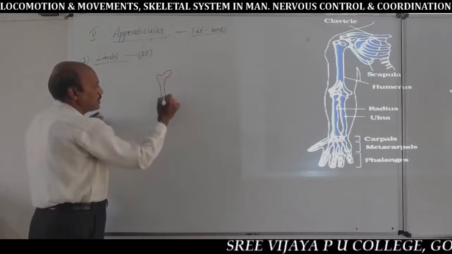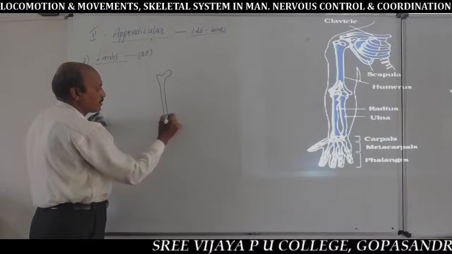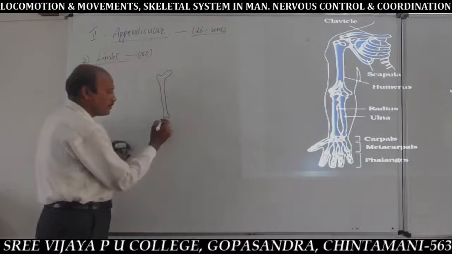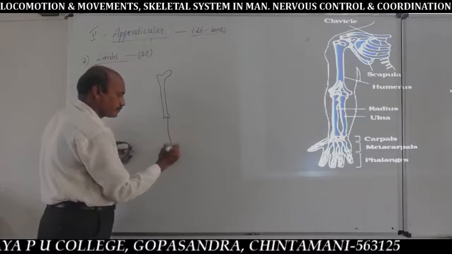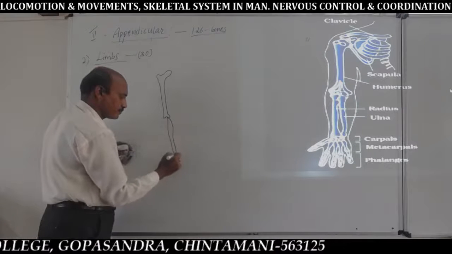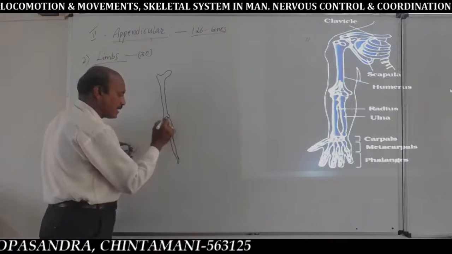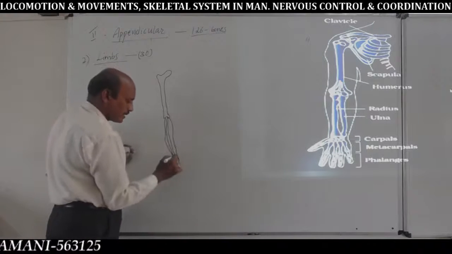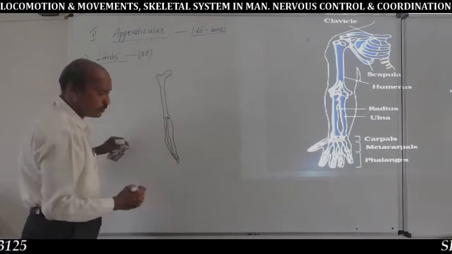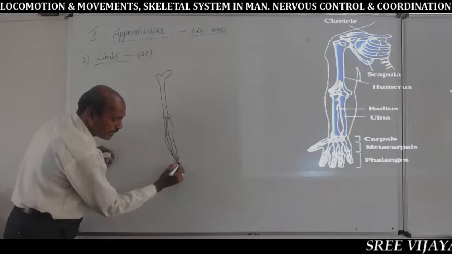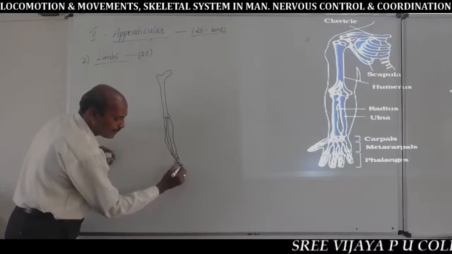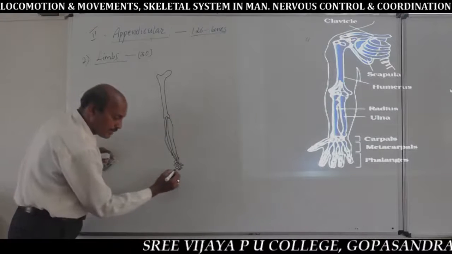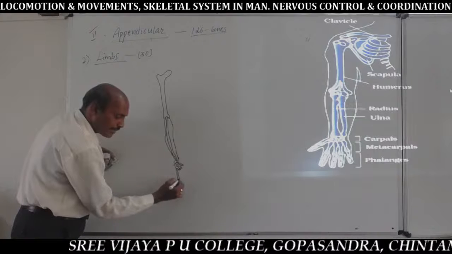Humerus bone. Below the humerus bone are the radius and ulna. Radius and ulna are the 2 bones, and below the radius and ulna are 8 carpals.